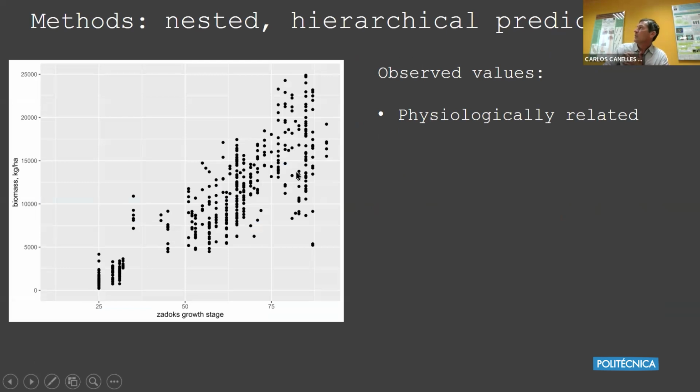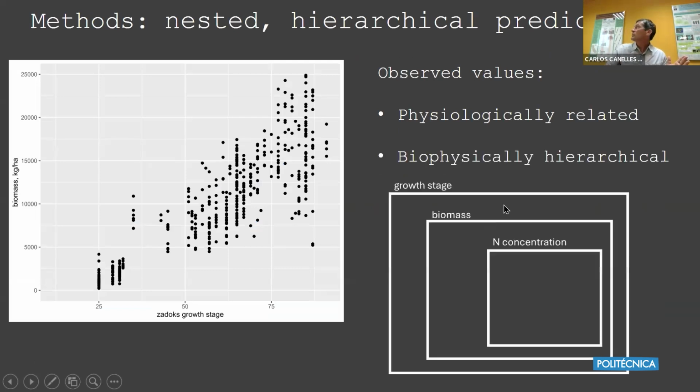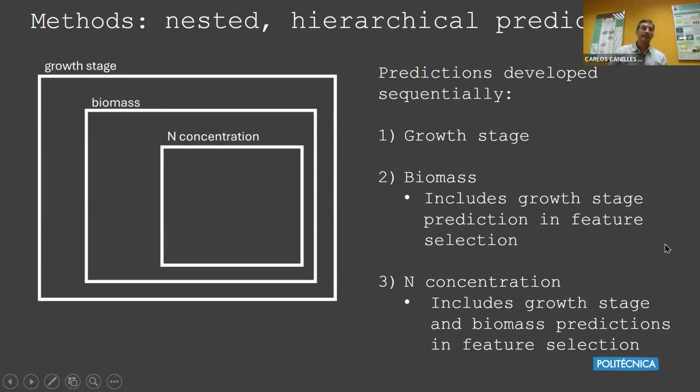Like I said before, we know that biomass and growth stage are highly related to each other. And so we created a prediction scheme where we first predicted growth stage. We fed those growth stage predictions into the predictor set. Then we predicted biomass, fed those predictions into the predictor set. Then we predicted nitrogen content. And that's the way that the plant signaling occurs.